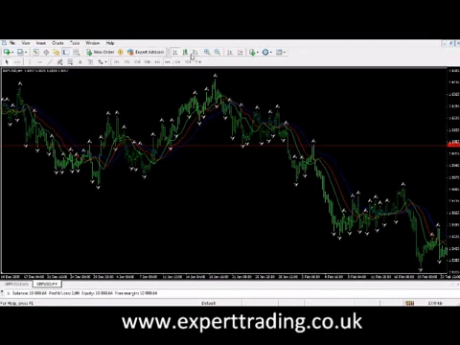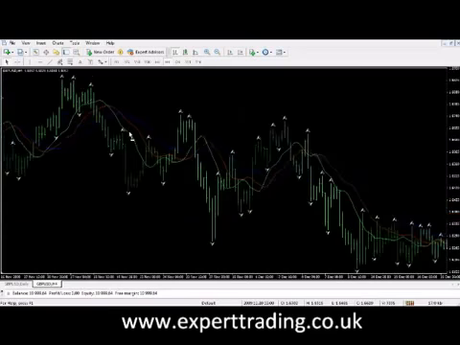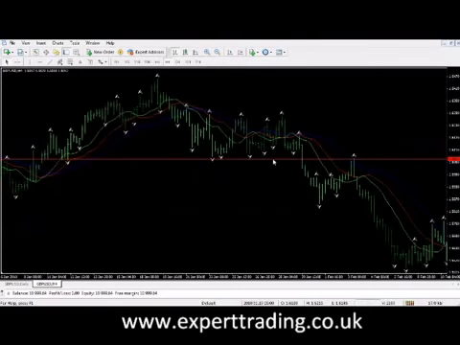Let's zoom in here and go down to where the fractal is. Here it is. We want to wait for it to close below. So it has closed below.